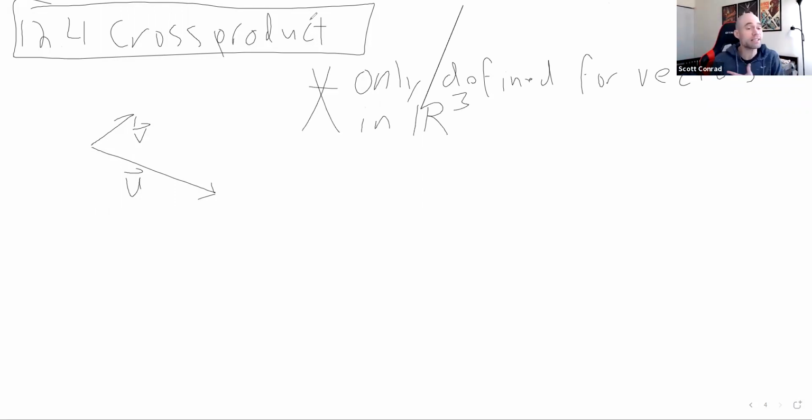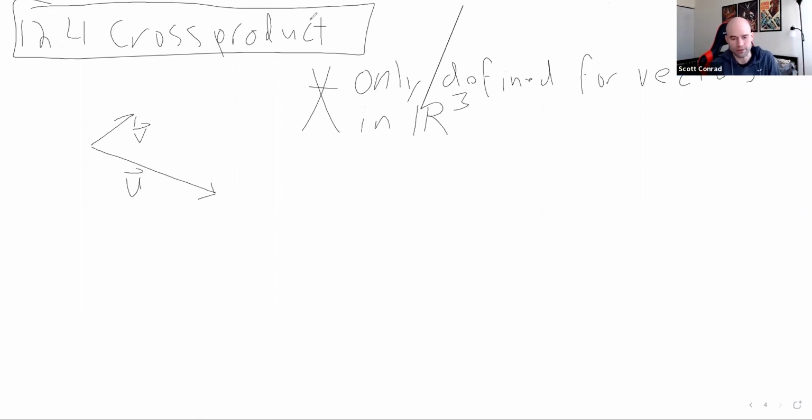So the dot product, you can take the dot product of vectors in R2, right? You just multiply the components together, add them up. That's perfectly well defined. The cross product is only defined for vectors in R3, right? Not for vectors in R2, not for vectors in R4 or anything above, only for vectors in R3. And here's the reason why.